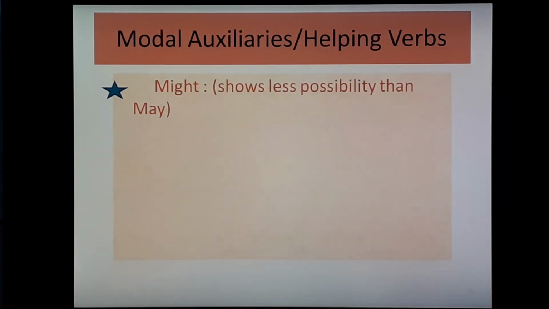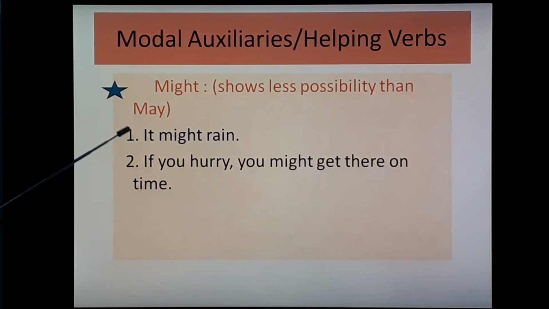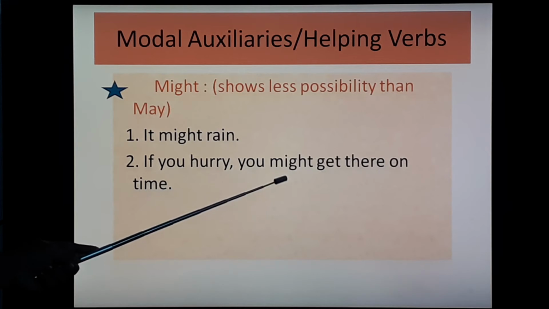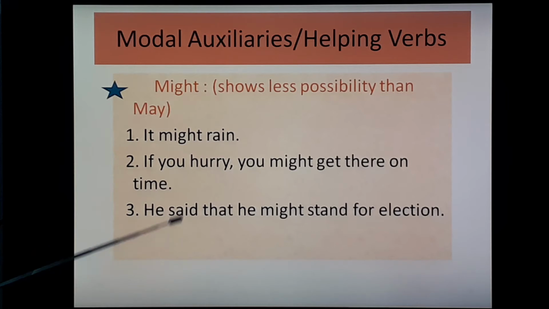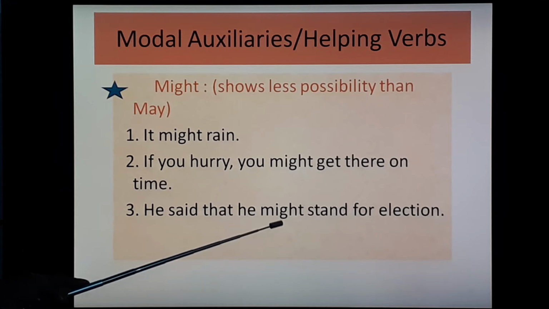Next is might. Might shows less possibility than may. First, it might rain. Possibility is there, but less. That is why might is given. Second, if you hurry, you might get there on time. So, might is used, less possibility. He said that he might stand for election. Might. Possibility is there, but less.